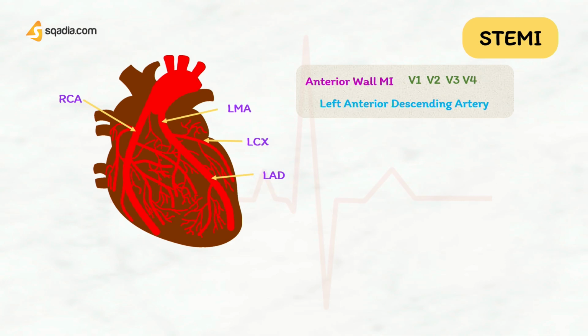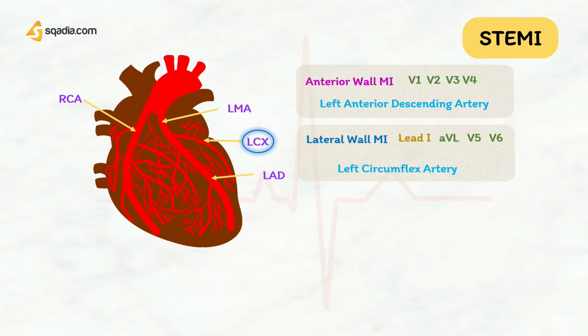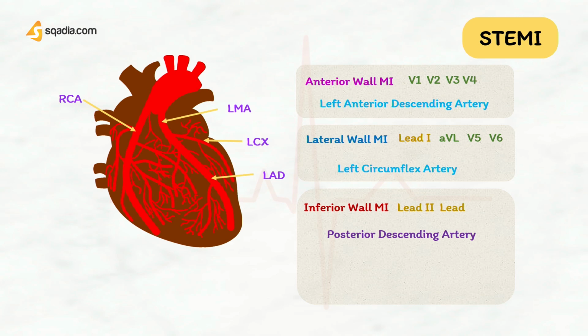When you see the ischemia in lateral walls, in leads 1, AVL, V5, and V6, it is supplied by the left circumflex artery, which is usually written as LCX. In the inferior wall, this includes leads 2, 3, and AVF. And this is supplied by the PDA, or the posterior descending artery.